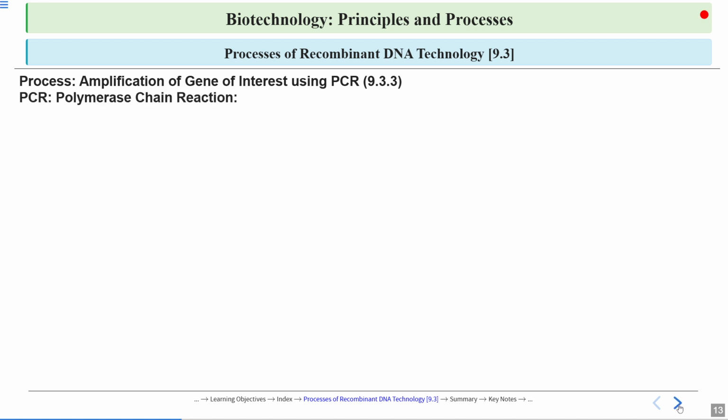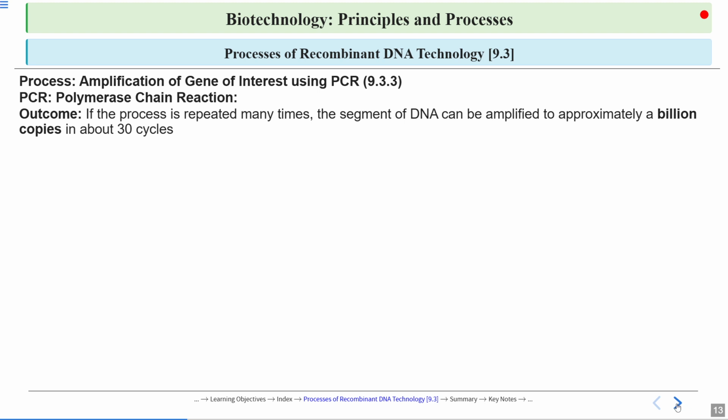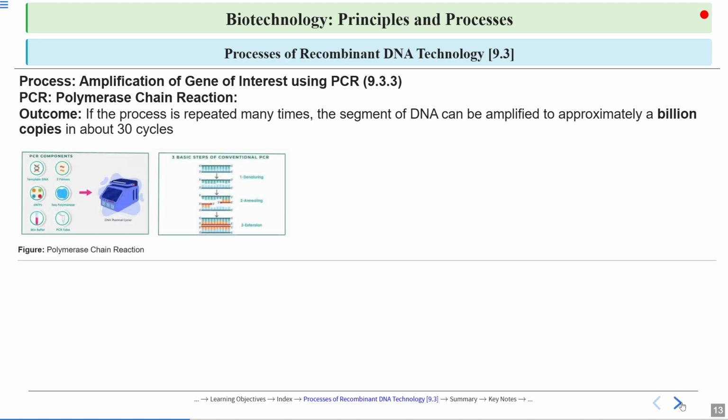So what is the outcome? If the process is repeated many times, the segment of DNA can be amplified to approximately 1 billion copies in about 30 cycles. It means if we repeat this PCR cycle for 30 cycles, we will get approximately a billion copies. It is a huge number.